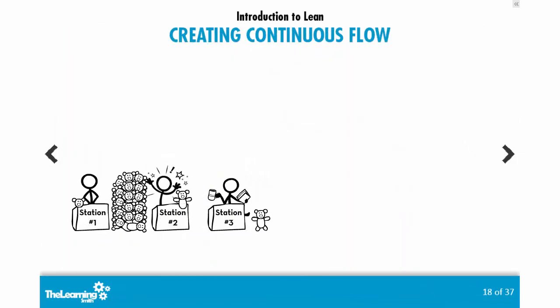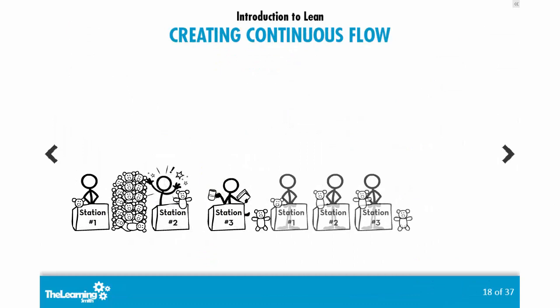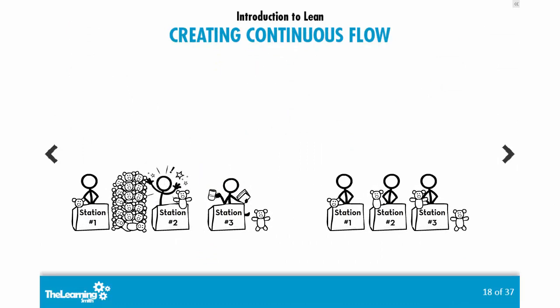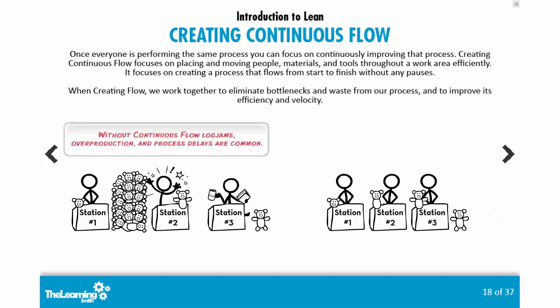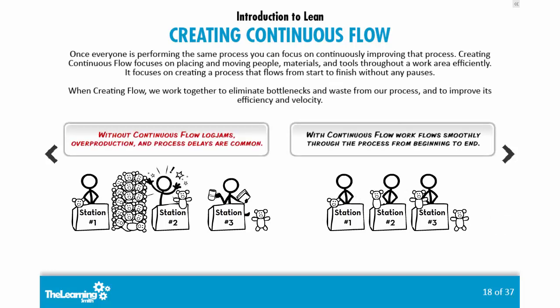Once everyone is performing the same process, you can focus on continuously improving that process. Creating continuous flow focuses on placing and moving people, material, and tools throughout a work area efficiently. It focuses on creating a process that flows from start to finish without any pauses. When creating continuous flow, we work together to eliminate bottlenecks and waste from our process and to improve its efficiency and velocity. Without continuous flow, logjams, overproduction, and process delays are common. With continuous flow, work flows smoothly through the process from beginning to end.